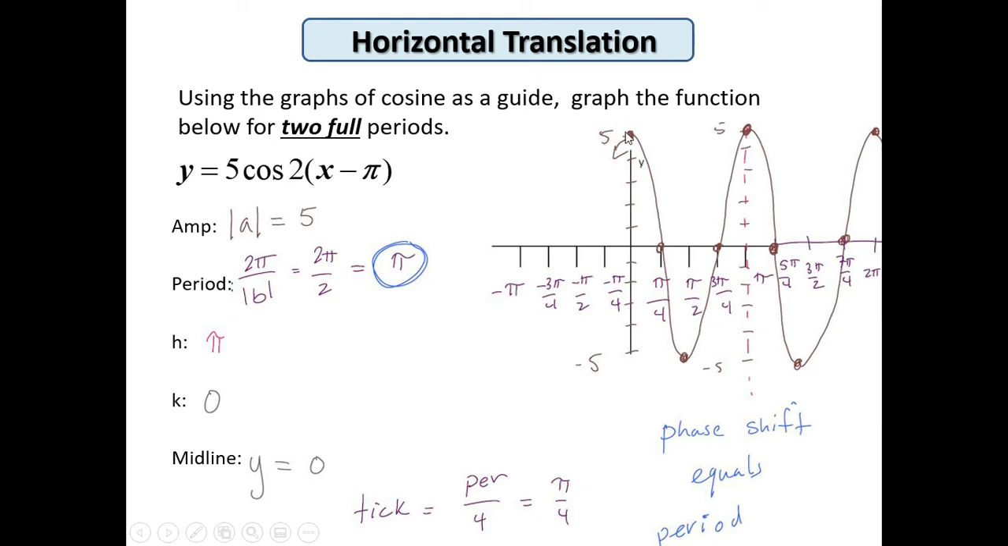My amplitude is 5. Okay. Now remember, the phase shift was pi. So I'm taking the whole thing and moving it over by pi. And it comes out looking like that.